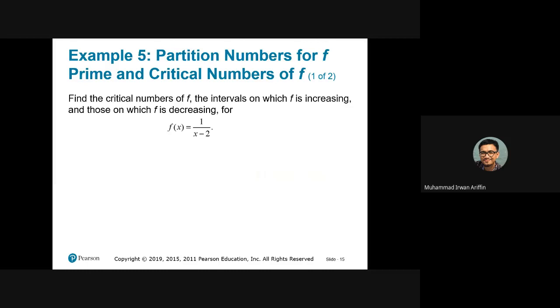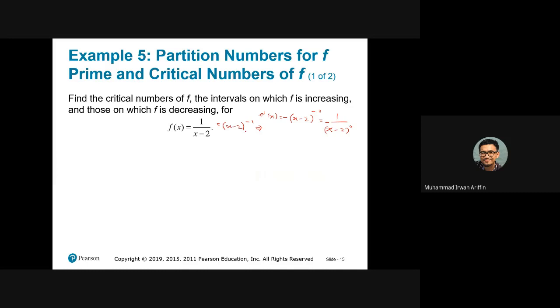So this is a ratio. The function is 1 over x minus 2. How do we find the derivative? We simply rewrite this. How do we rewrite this? This equals (x minus 2) to the power of negative 1. So f prime of x would then give us negative 1 times (x minus 2) to the power of negative 2. So we have negative 1 over (x minus 2) squared.